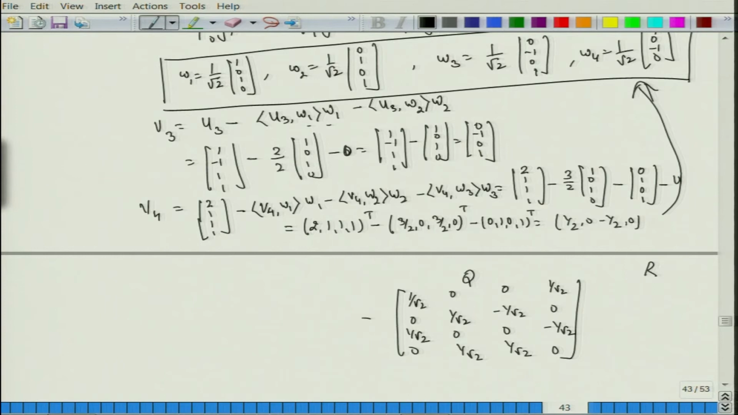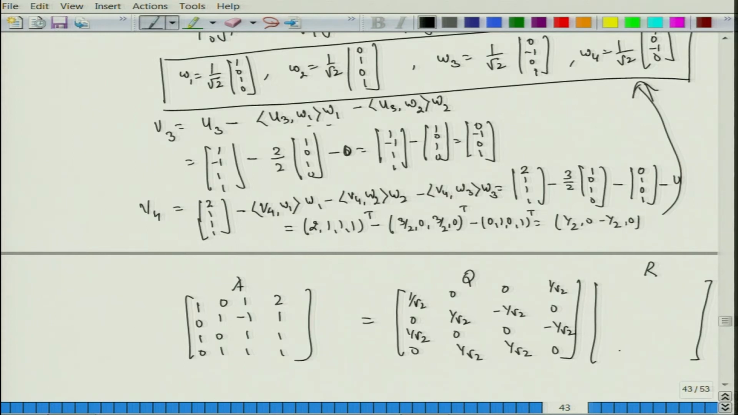I need an R here and I have an A here. A is given to be equal to (1 0 1 0), (0 1 0 1), (1 minus 1 1 1) and (2 1 1 1). So to get the value of R, as I said, these are orthonormal, so you just have to look at the inner product of the first column of Q with the first column here, and so on. If you look at the dot product here, it is root 2 for you. 1 upon root 2 plus 1 upon root 2, so you get root 2.